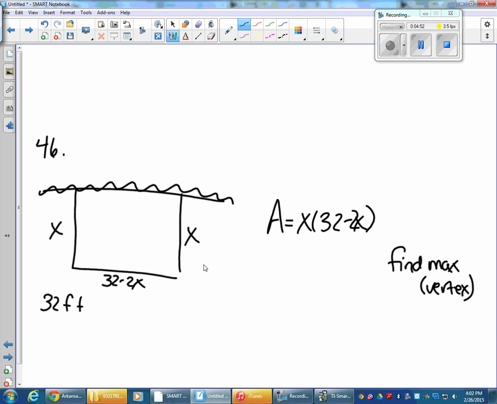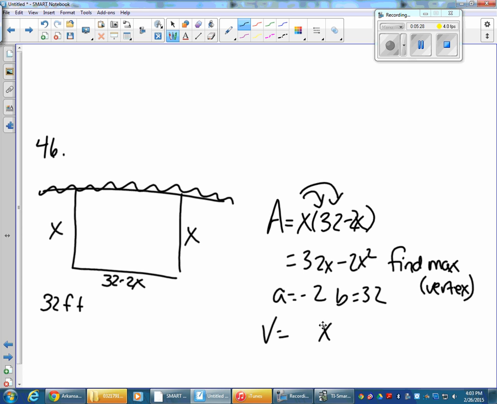You've got 32 feet to build a rectangular garden. You're not going to build it against this wall. This wall is going to be open or against the school. So you only have to put the fencing on the 3 sides. So if this side is x, then this side would be x, and this side would be 32 minus 2x. So my equation is x times 32 minus 2x, which would be, if I distribute, 32x minus 2x squared. So a is negative 2 and b is 32, and you have to find the vertex. The x value would be negative b over 2a, and then you plug that in to find the y value.